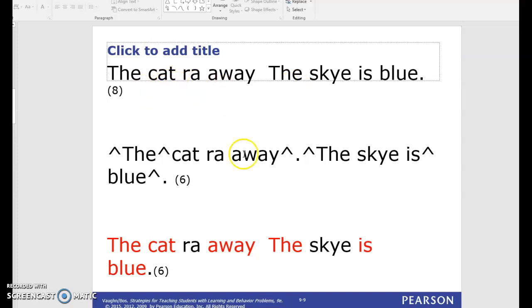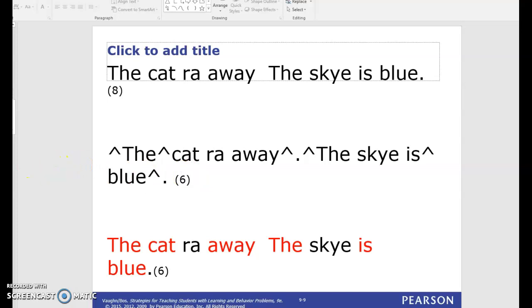So I never use this method. I always use this one, correct writing sequences, but that was just me. All right, and then the last one is words spelled correctly. So we're just looking at the individual words in this case, okay? So the, cat, away, the, is blue. And it happens to be the same, 6, as up here for correct writing sequences.